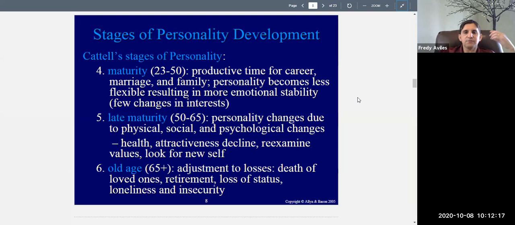Personality becomes less flexible during this time, okay? You just don't really have that much freedom anymore. You know, you have to go to work. You know, you have a family you need to take care of and you're responsible to. So your personality is less flexible.